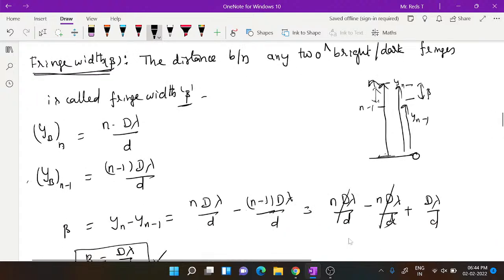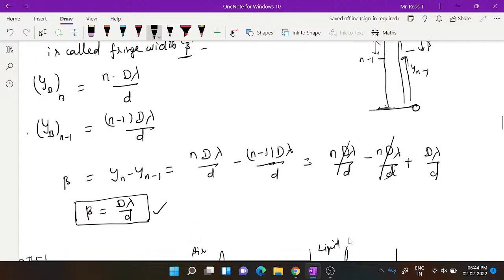So we can say beta is equal to yn minus y(n minus 1). yn is n d lambda by d, and y(n minus 1) is (n minus 1) into d lambda by d. If you expand this, you get n D lambda by d minus n D lambda by d plus 1 into D lambda by d. This gets cancelled, and you get D lambda by d. This is the expression for fringe width.